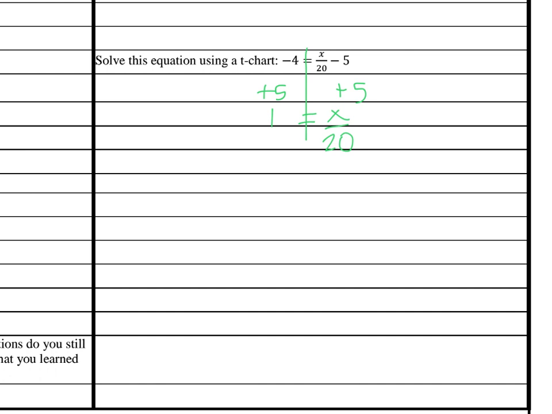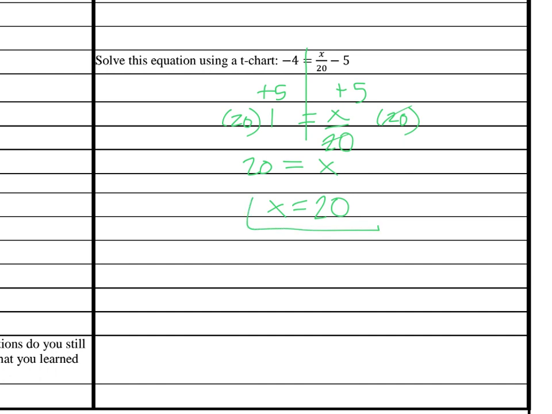And now we have x divided by 20. To get rid of dividing by 20, I have to multiply by 20. And I do that on both sides. 20 times 1 is 20, which equals, let's see, 20 divided by 20 is 1, so I'm left with just 1x. X equals 20.